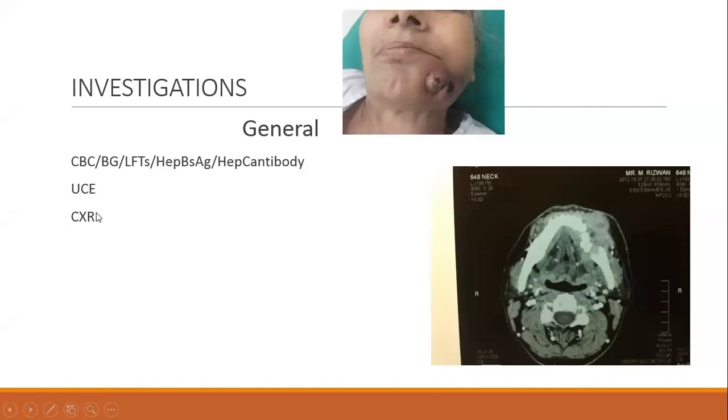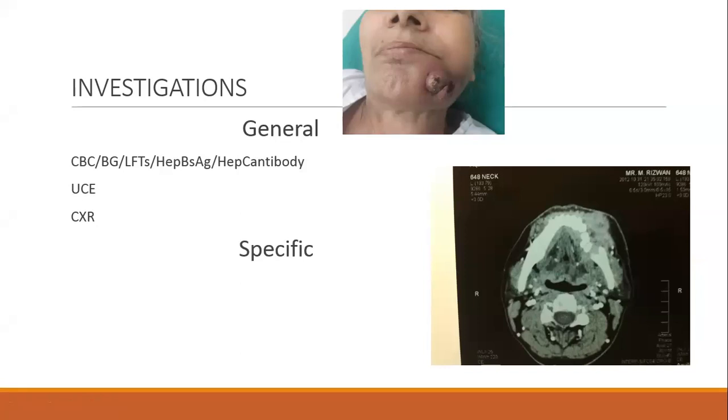Now chest X-ray can show the metastasis, but in more than 30-40% of cases, chest X-ray will not show the metastasis. However, it is a good screening investigation, and before general anesthesia, you must do the chest X-ray as well. Now, these are the general investigations.